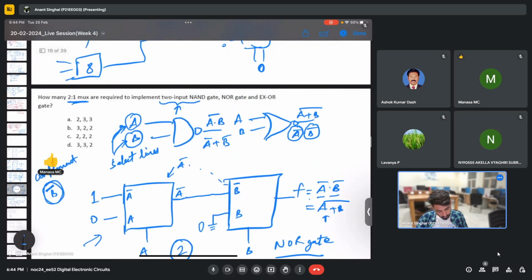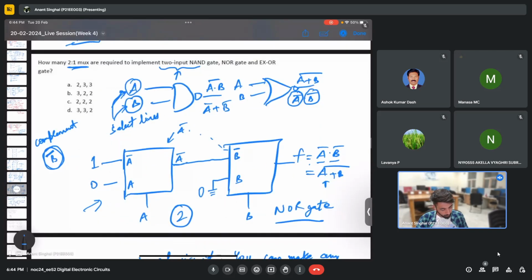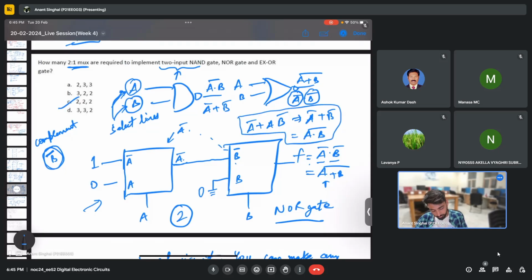Okay. So for NAND also I will be requiring A complement plus B complement. So I'll take this A complement, B complement, and I can take this A as one of the inputs. So I'll get this again, and this will give me A complement plus B complement. Similarly, this is A dot B whole complement, so I can use this theorem again. So for this the answer will be C, that is 2 2 2.